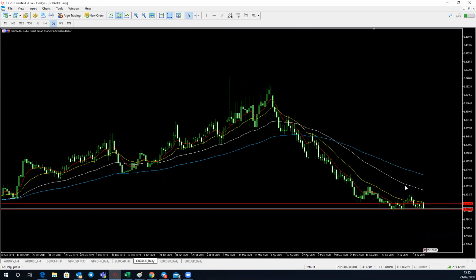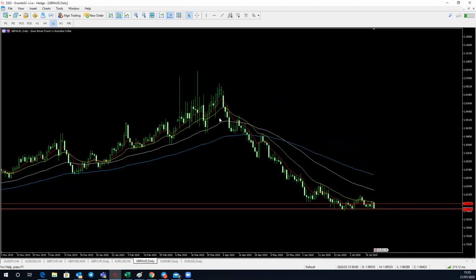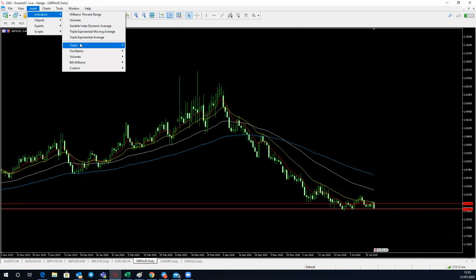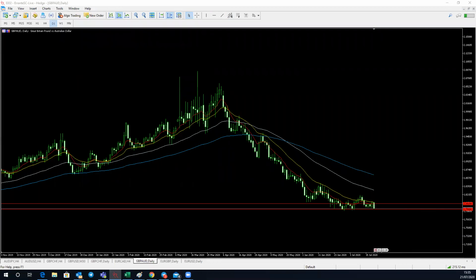But let's look at the pair itself on the daily chart. It looks quite good in terms of trend. I think I'm missing one line here, so I'm going to insert the 200 EMA. There we go. All right. So you can see that in terms of trend, yes, it's still looking quite strong to the downside. It's within that area now.